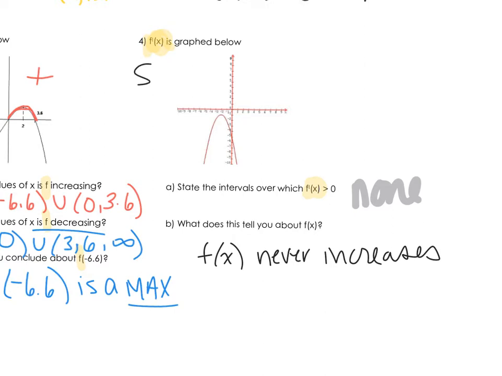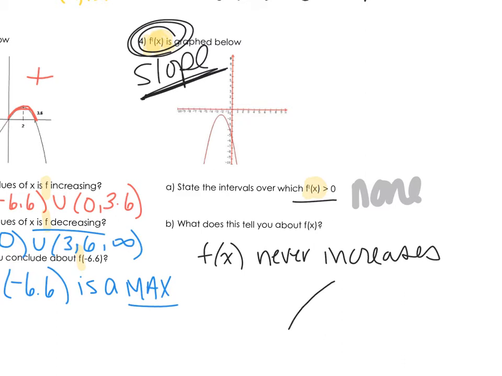This is something I would probably be writing on the board a lot. Every time we're talking about the derivative, I'll often just replace the word derivative with slope. The slope is never positive. The derivative is never positive. Well, the slope is never positive. Once you start replacing the word derivative with slope, things start to make more sense. If the derivative is never positive, the slope is never positive. If the slope is never positive, then it never increases.